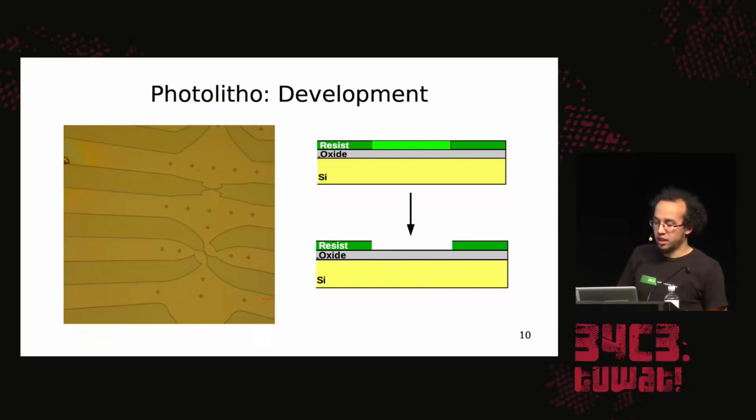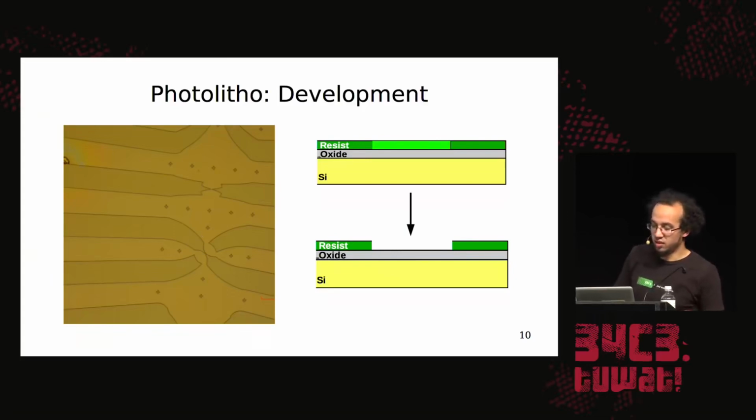So the darker areas here, that's areas where you don't have resist anymore. The lighter areas are silicon covered with resist. And you also see these crosses here. They're used for alignment, especially when you have details already on there. You can use them to align the mask to your details.